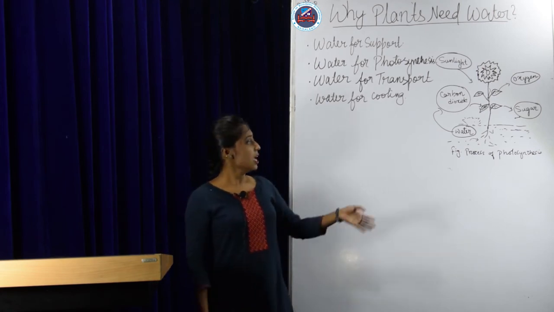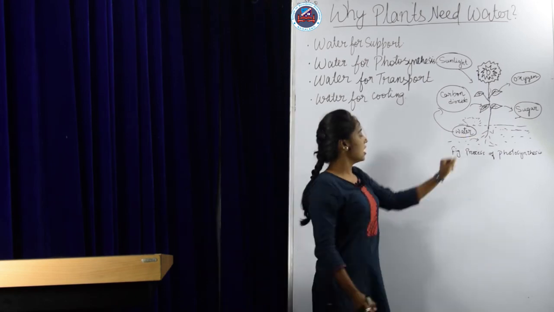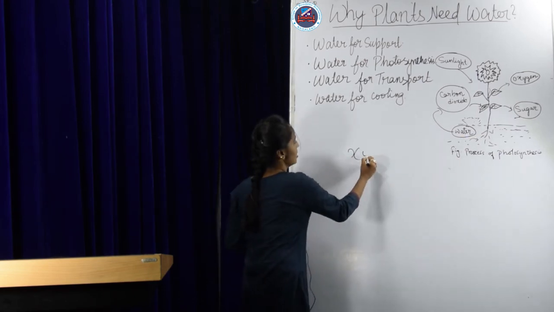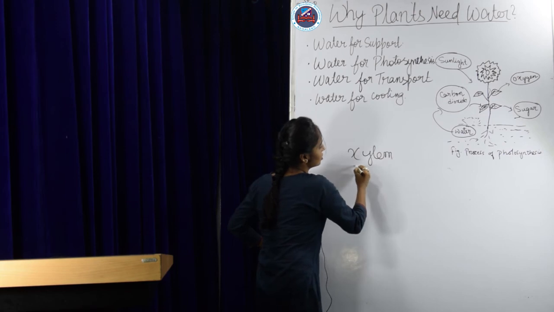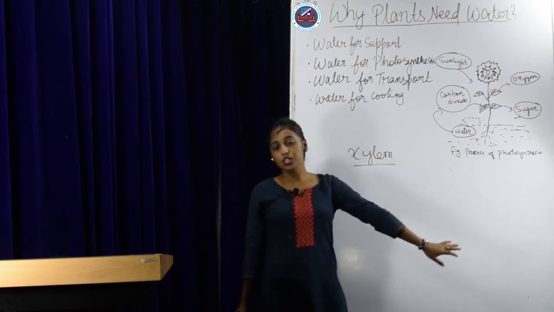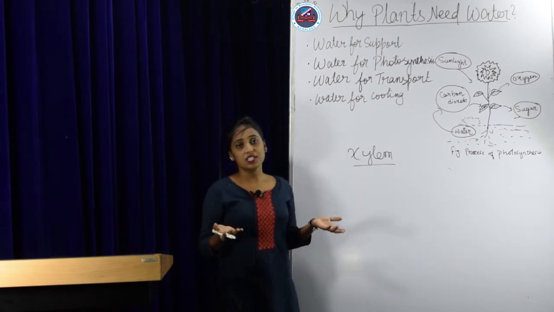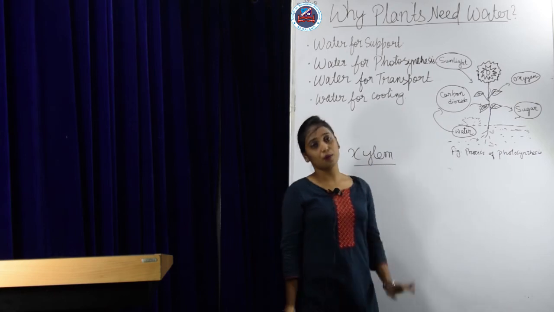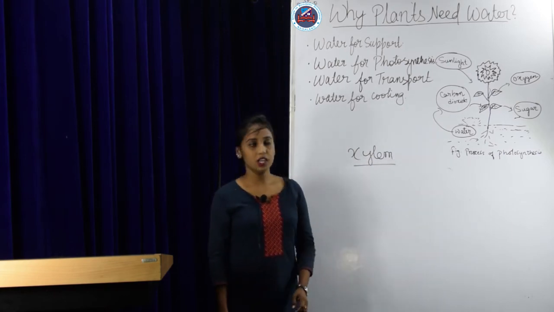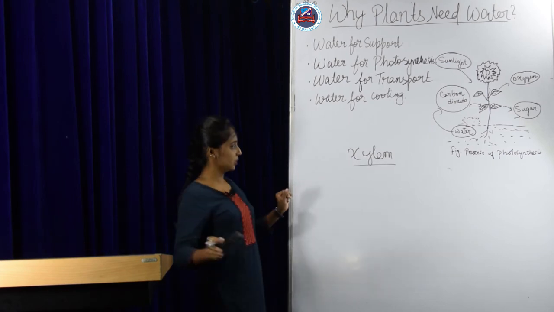How does it happen? Inside the plants, they have long tubes, okay? Inside the plants, they have long tubes which are known as xylem. These long tubes help them to transport the water, sugar or glucose or carbohydrates, minerals, everything through the different parts of the plant body. Okay? Now, the last one we have here is water for cooling.